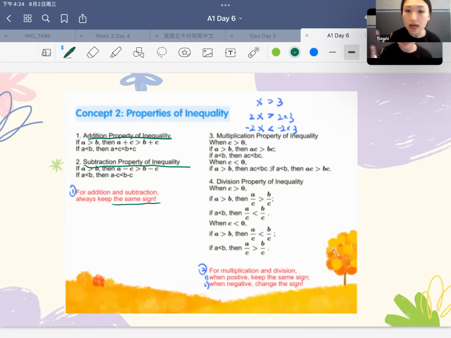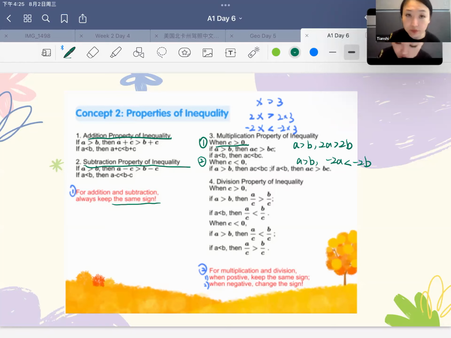But for multiplication and division, the situation will be different. If we multiply a positive number on both sides of the inequality, the inequality sign still holds. So if A is larger than B, then 2A will also be larger than 2B. So the inequality sign still holds. But if C is smaller than 0, meaning that if A is larger than B, then negative 2A will be smaller than negative 2B. So we need to flip the sign if we multiply a negative number on both sides of the inequality. And the same rules apply for division.